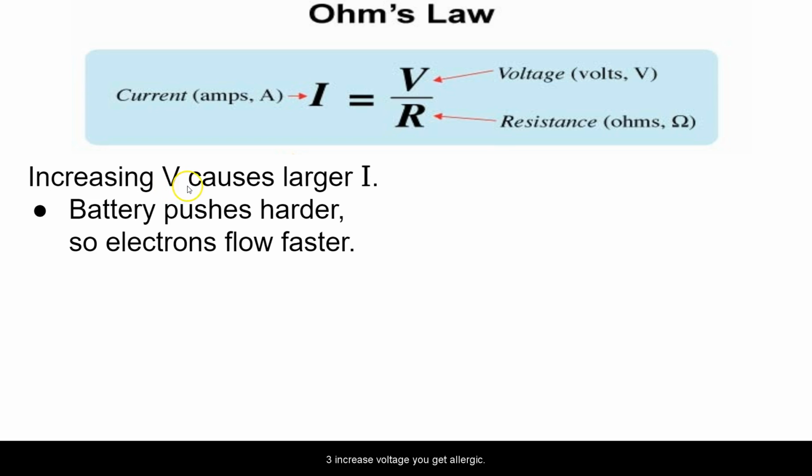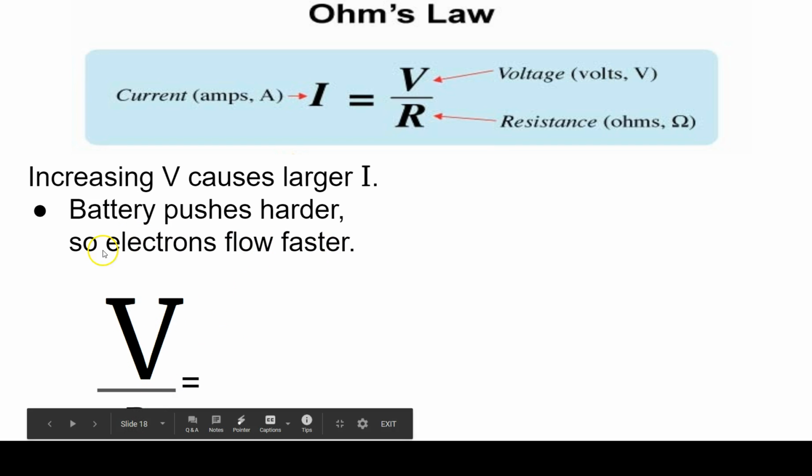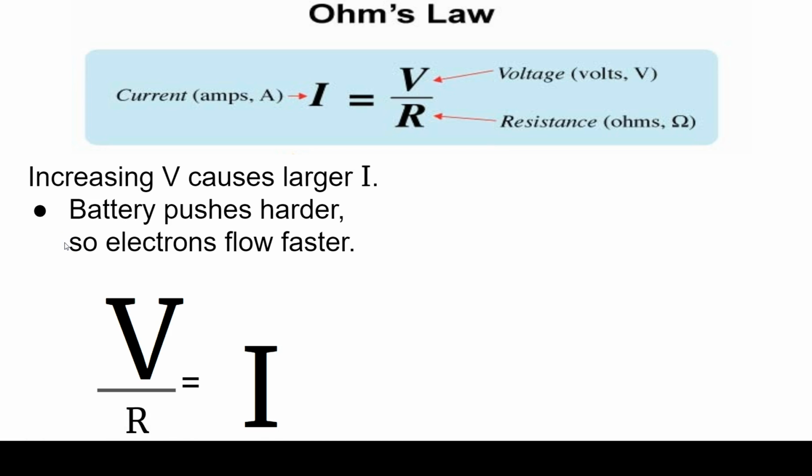So if you increase voltage, you get larger current. If you think about it like the battery is pushing harder, the electrons flow faster. So you got a big V, then you get a big I. Or a big voltage equals a big current.